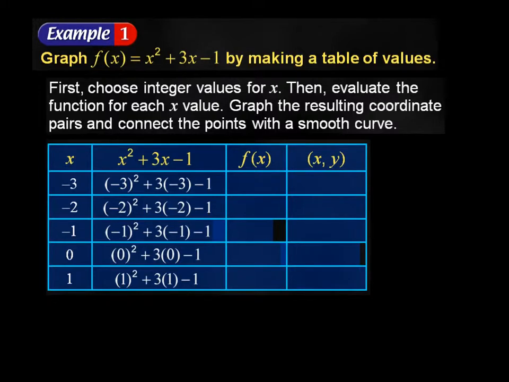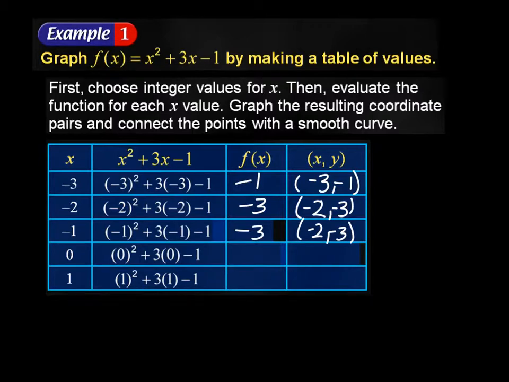Back in the day, we would substitute negative 3 in for x. Negative 3 times negative 3 is 9, plus 3 times negative 3 is negative 9, so we're up to 0. Then I get negative 1. So my ordered pair that I'll plot is negative 3, negative 1. Negative 2 times negative 2 is 4, plus negative 6 is negative 2, minus 1 is negative 3. And negative 1 times negative 1 is 1, plus negative 3 is negative 2, minus 1 is negative 3 again, which is something we're not used to seeing in a linear equation, but a quadratic equation will repeat itself.